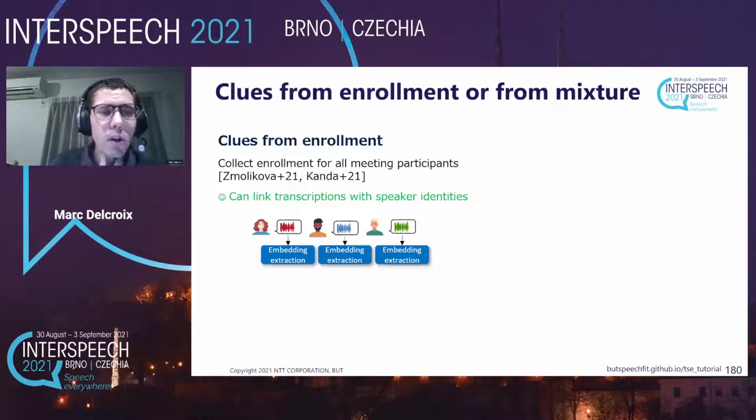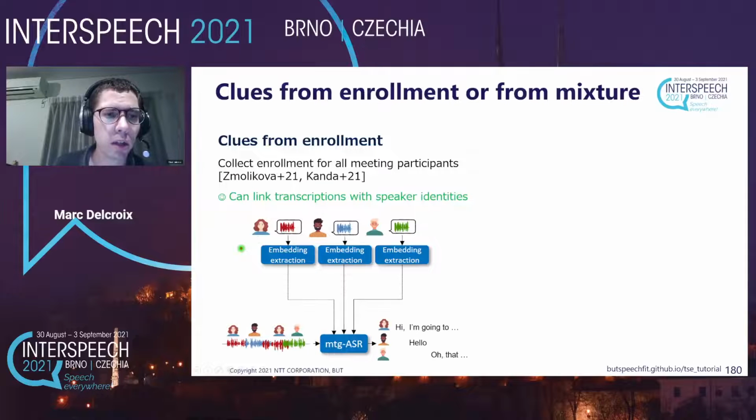So first, how can we get the enrollment in a meeting? One way is simply to collect enrollment for all the participants, and we can then get the embeddings for each of the participants and add them to a meeting ASR system. The nice part about this kind of work is that because we have embeddings for each of the speakers, we can link the transcription with the absolute speaker identity. So if we know that this speaker, let's say the name is Alice, and we have her embedding, we can say that Alice spoke blah, blah, blah, blah, blah.